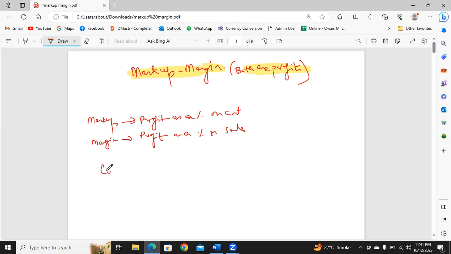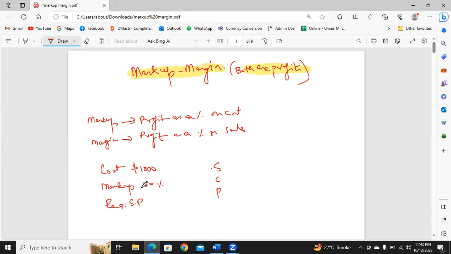Now, for example, if cost is 1000 and markup is 20%, the requirement is to calculate the selling price. Now there is an approach named SCP. S stands for sales, C stands for cost, and P stands for profit. So in this approach you have to use sales, cost, and profit.